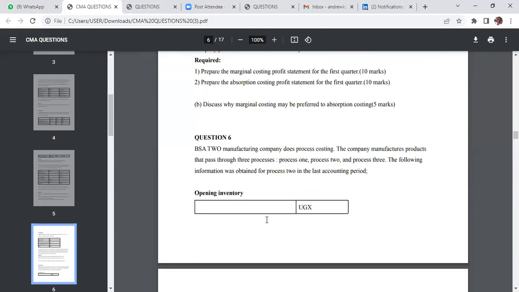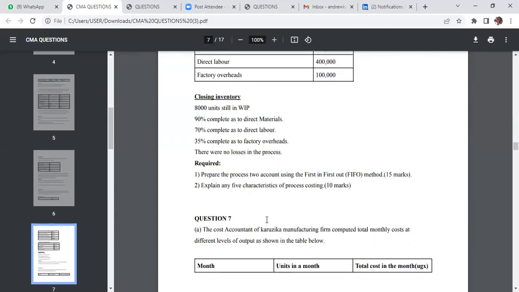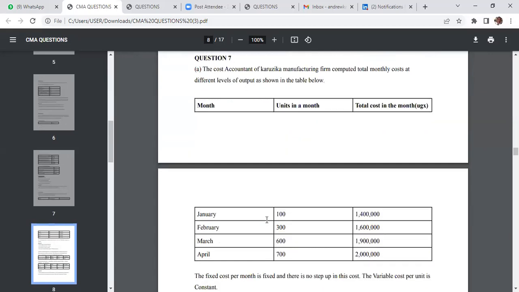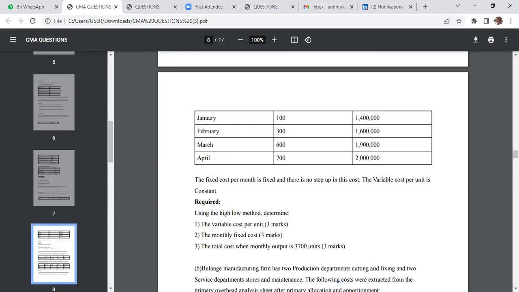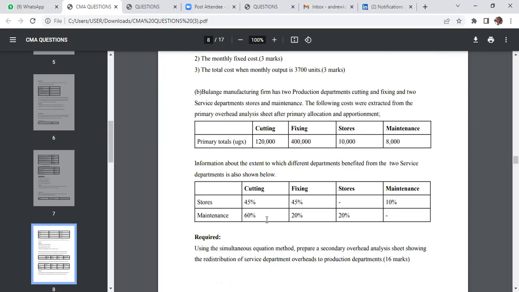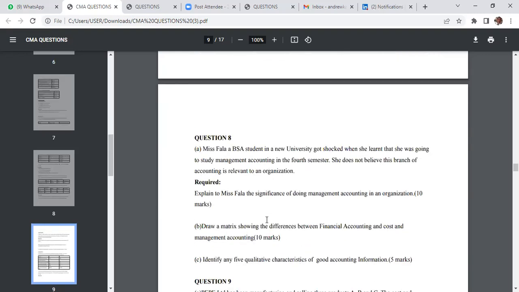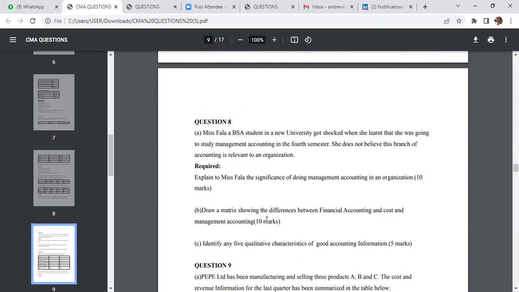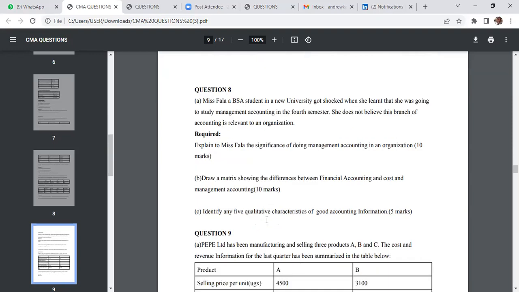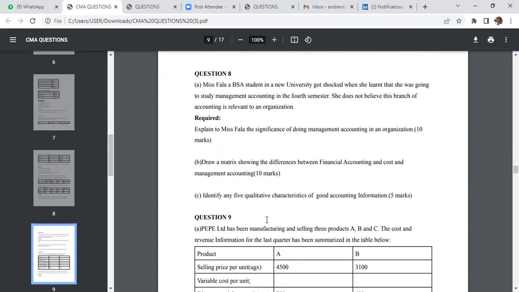Question 6, 7. Question 8. I don't know if they're going to set this, but we never know. They're asking for the significance of management accounting, how management accounting is important. Madam could be tricky, she could set that. Then the difference between financial accounting and cost management accounting. Still the same question.